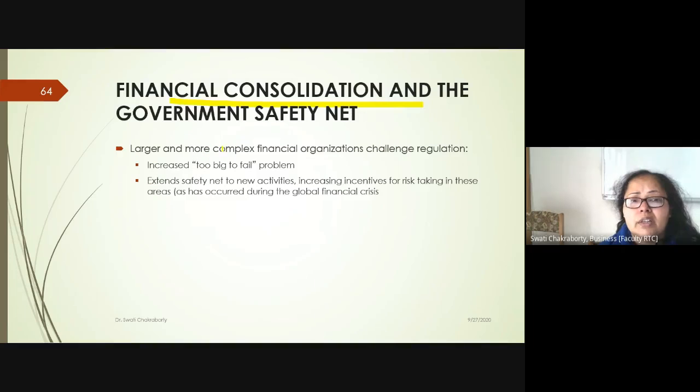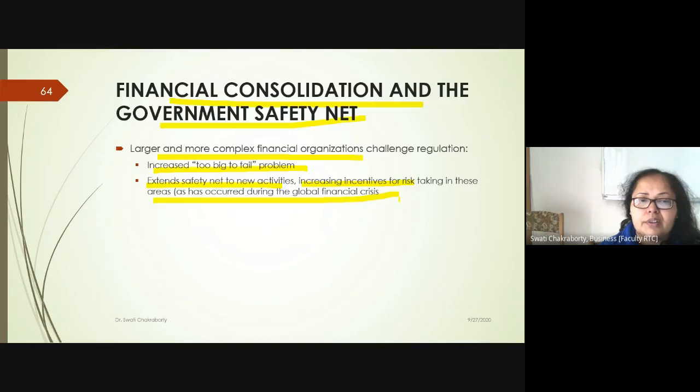Financial consolidation and the government safety net. So larger and more complex financial organizations pose challenges for regulation, right? And which increases the too big to fail problem. That's why they have the problem. So it extends safety nets to new activities, which means what? Whereby they increase incentives for risk taking in these areas, right? That's what happened during the global financial crisis period.